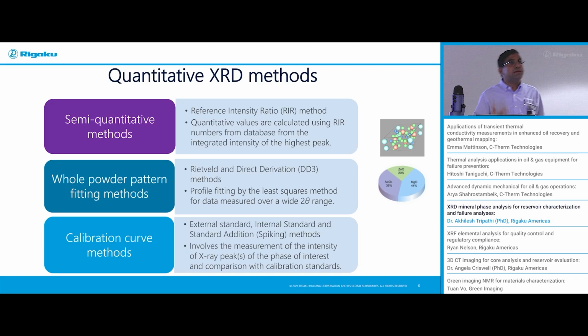Then you want to do a quantitative analysis. You identify, and there are semi-quantitative methods, there are whole powder pattern fitting methods, or WPPF, such as Rietveld and direct derivation methods, or simply profile fitting methods, or you can have calibration curve methods, which are further divided into external and internal standard methods. These are generally spiking methods. The purpose of any of these methods is not only to identify the phases that we have found, but to quantify how much of them are present in the sample you are interested in.